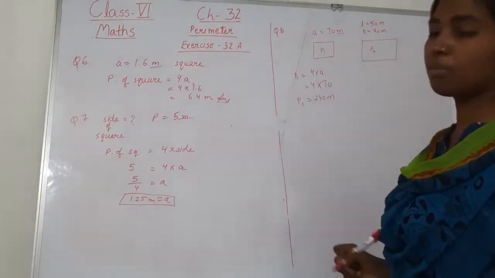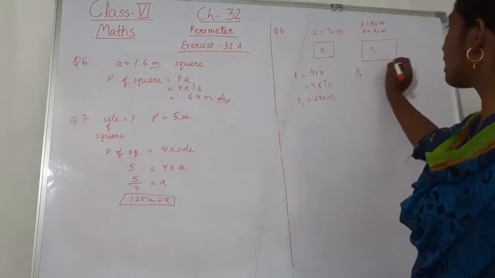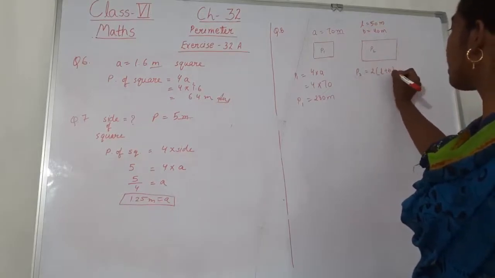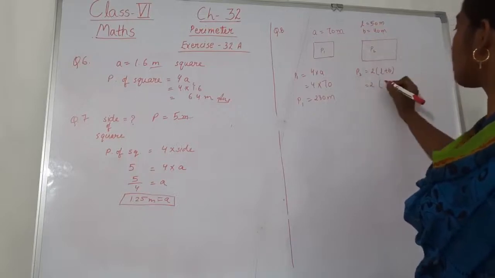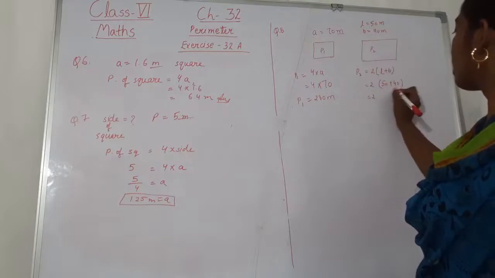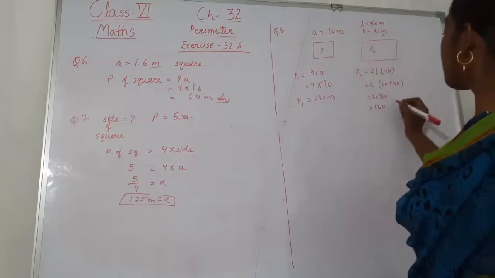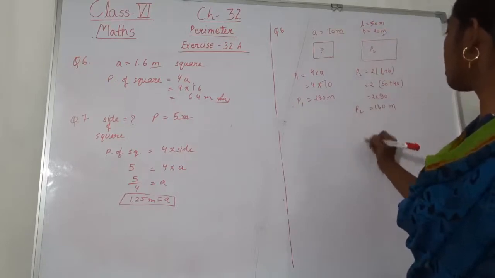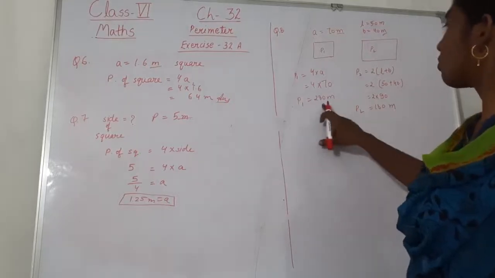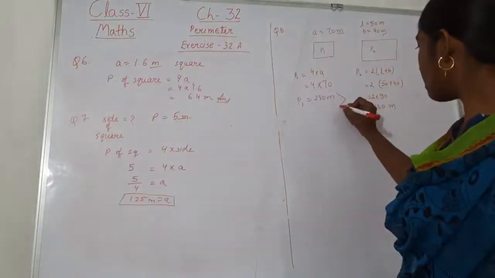This one is P1, perimeter of a square. Now P2 is a rectangle. Rectangle perimeter is 2 into length plus breadth. 2 into length is given 50, breadth is given 40. Do the addition, it will be 90, 180. It is in meter, so P2 is in meter. Okay, you can compare from here only which one is greater. Of course, the perimeter of the square is greater.